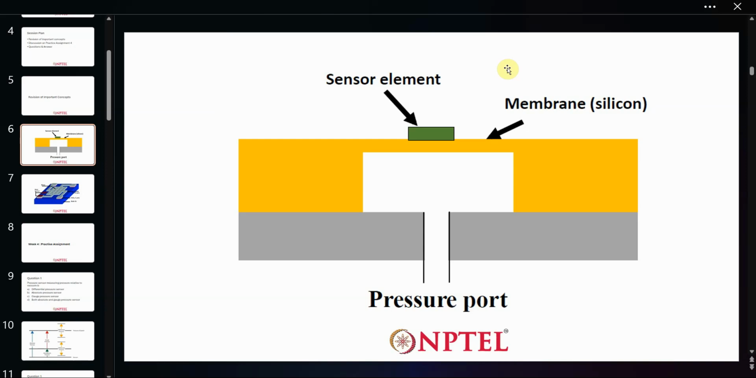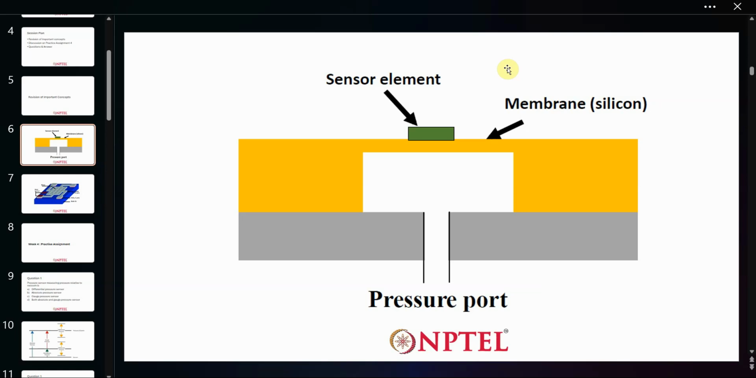The Wheatstone bridge here is not the Wheatstone bridge you used in your +2 experiments. This is a MEMS Wheatstone bridge, which will also be a very small Wheatstone bridge. It will just be connected to the sensor, right next to it. It will not be a very complicated Wheatstone bridge. It is just called the Wheatstone bridge because of the way the circuit is arranged.